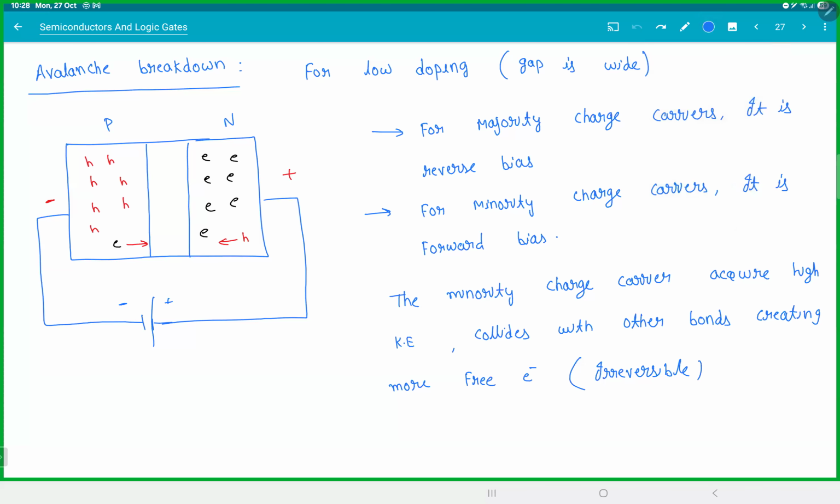Something like that, avalanche breakdown happens. You're increasing the voltage, you're not letting these minority carriers go anywhere.